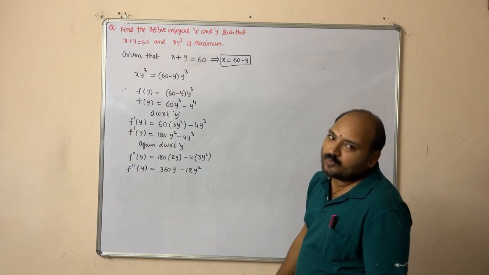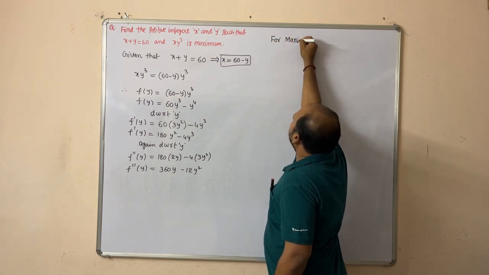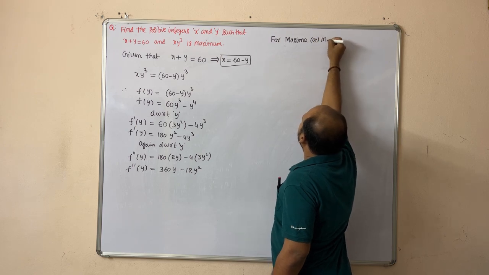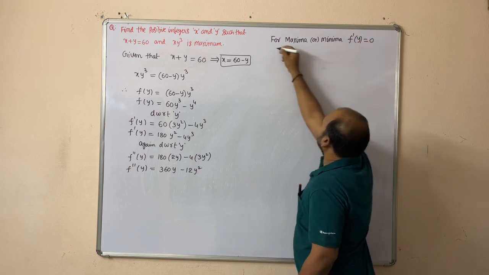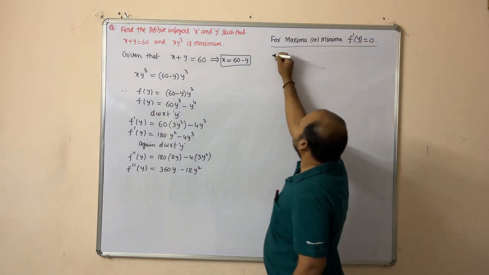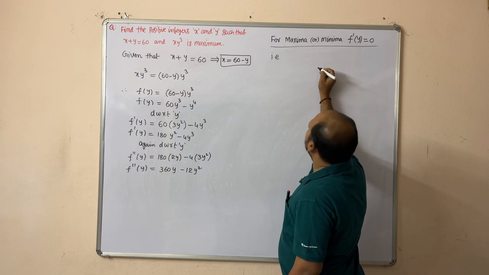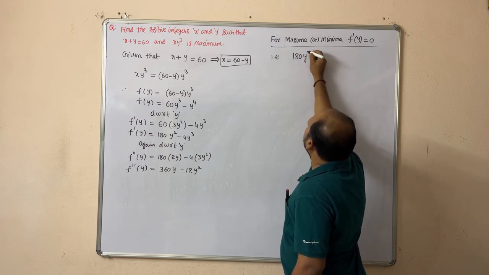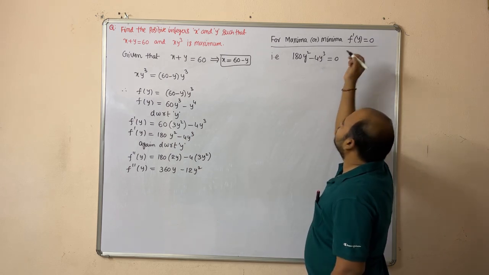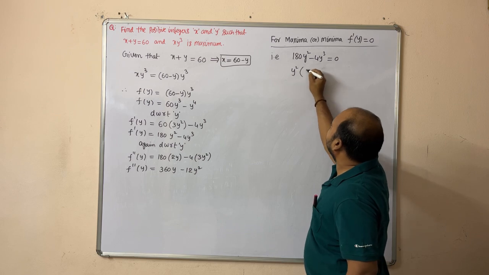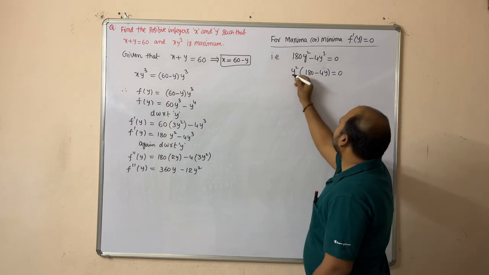After that, what procedure do we have to follow? For maxima or minima, f dash of y equals 0. This is f dash of y: 180 y square minus 4y cube is equal to 0. So take y square out common: y square into 180 minus 4y is equal to 0.